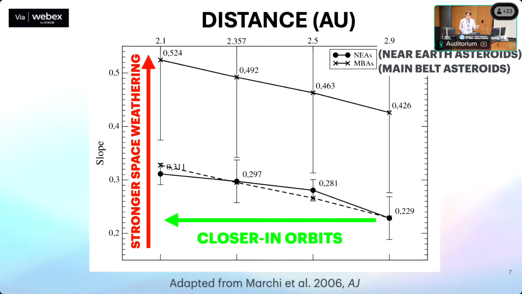And this is actually something that we can see pretty nicely in the solar system. Both main belt asteroids and near-Earth asteroids that orbit in closer to the sun show higher evidence for space weathering, as seen here.